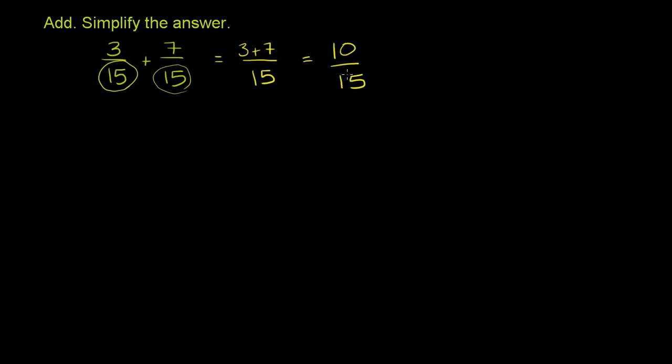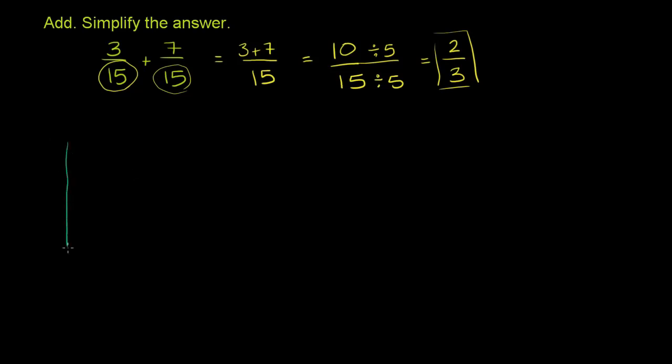Now, if we wanted to simplify this, we look for the greatest common factor of both 10 and 15. As far as I can tell, 5 is the largest number that goes into both of them. So you divide the 10 by 5, and you divide the 15 by 5. You get 10 divided by 5 is 2, and 15 divided by 5 is 3. You get 2/3. Now, to understand why this works, let's draw it out.